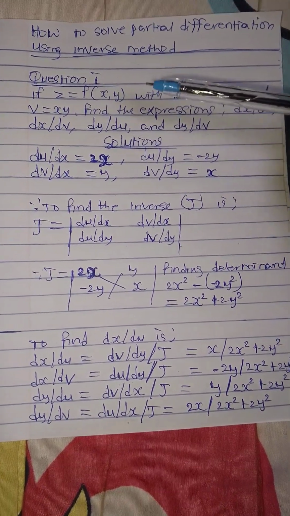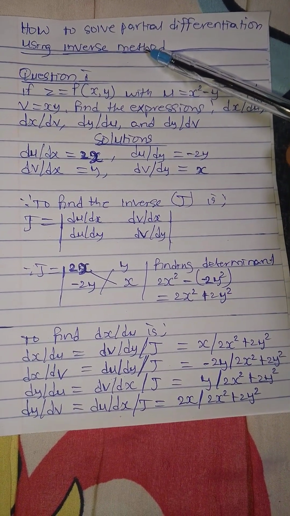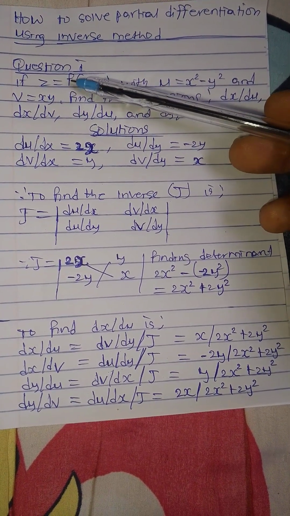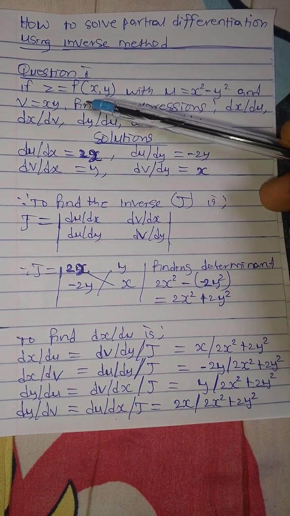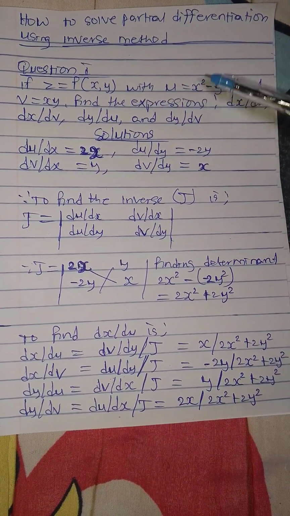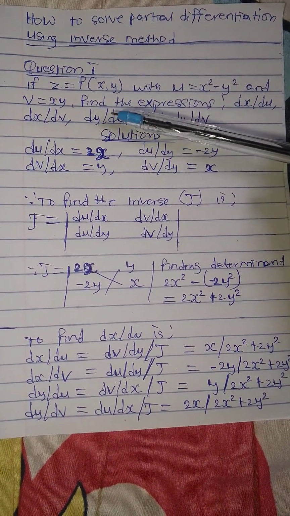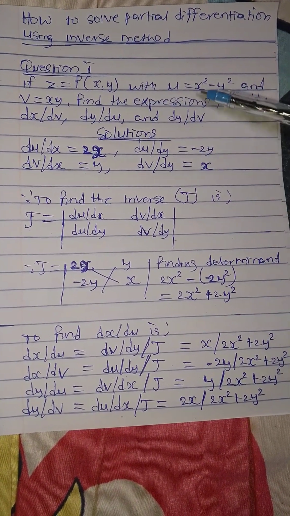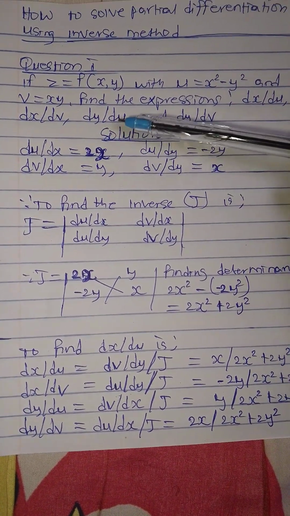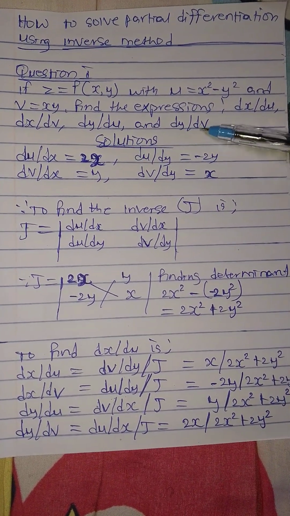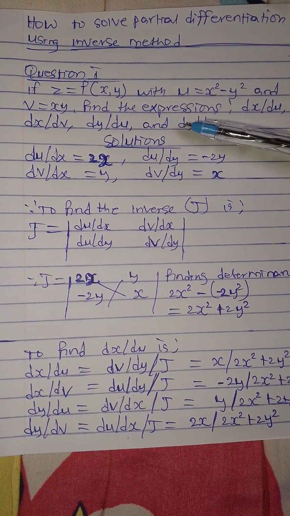On today's video, I'll be teaching you guys how to solve partial differentiation using the inverse method. With this question, we are asked: if z is a function of x and y, with u equals x squared minus y squared and v equals xy, find the following expressions: dx over du, dx over dv, dy over du, and dy over dv. Solution to solve this.